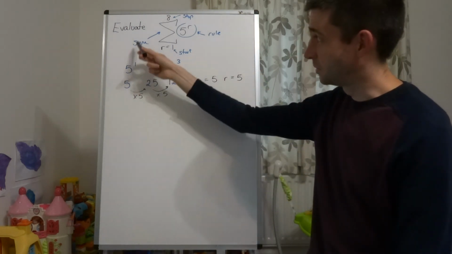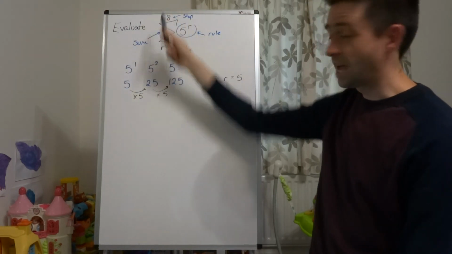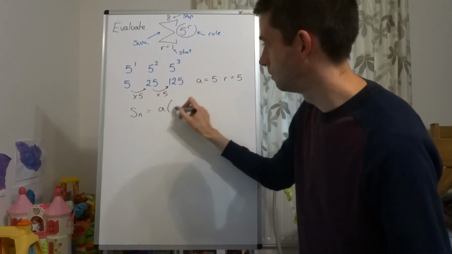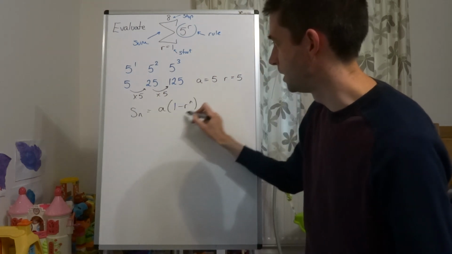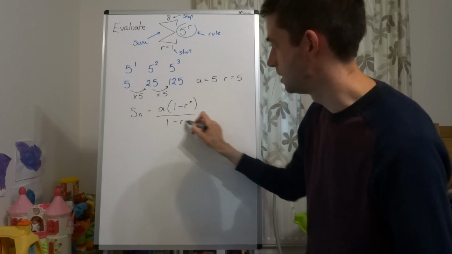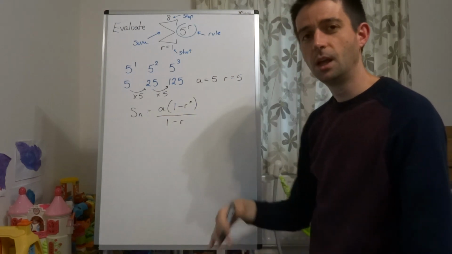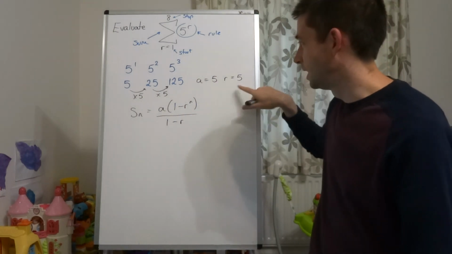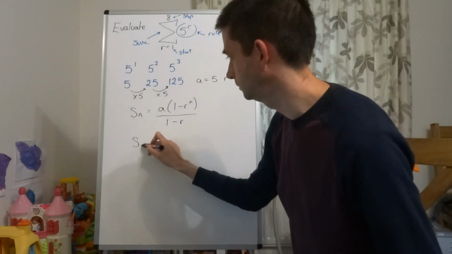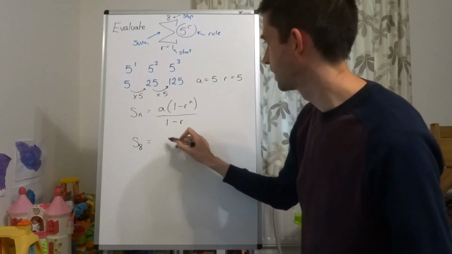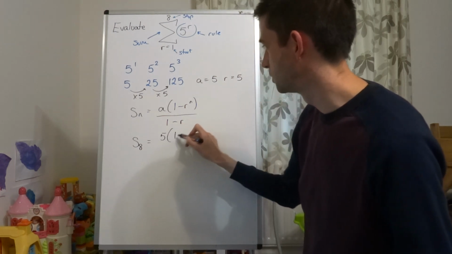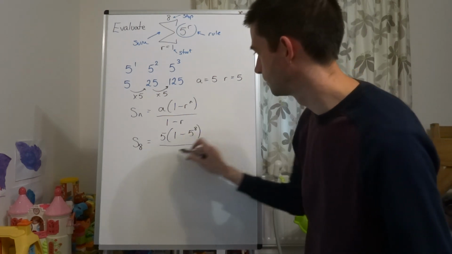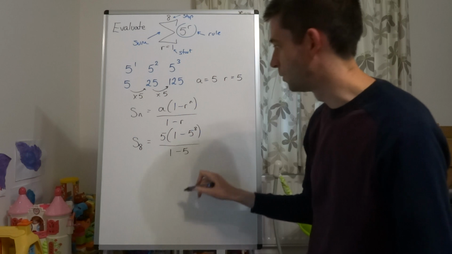Now, because this is asking for a sum of the first 8 terms, we would be using the sum to n formula, which is a times by 1 minus r to the n over 1 minus r. We're going to do the sum to 8 terms with a is 5 and r is 5. So sum to 8 is 5 multiplied by 1 minus 5 to the power of 8 all over 1 minus 5.